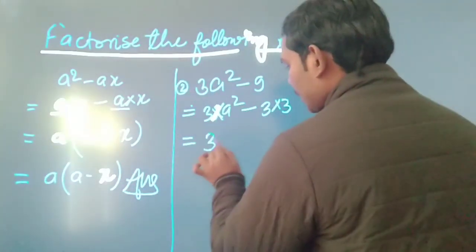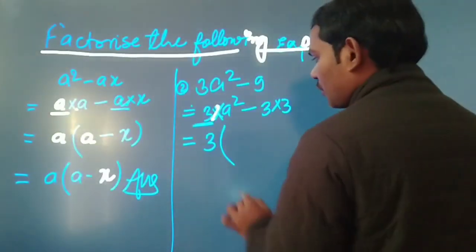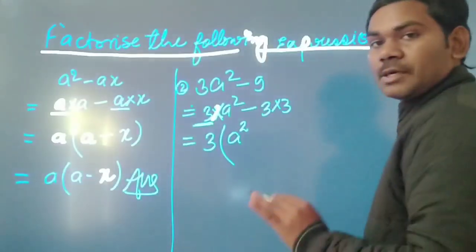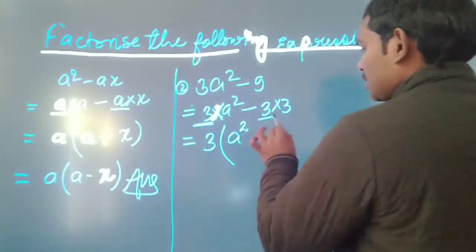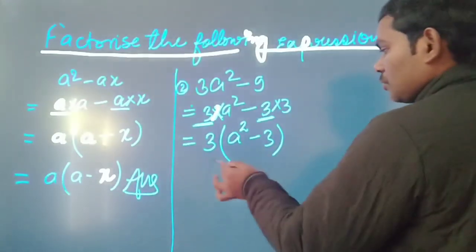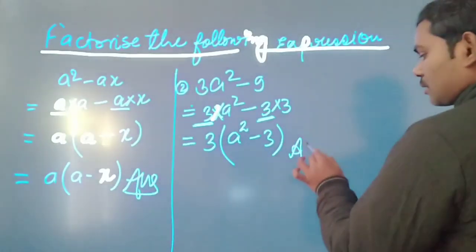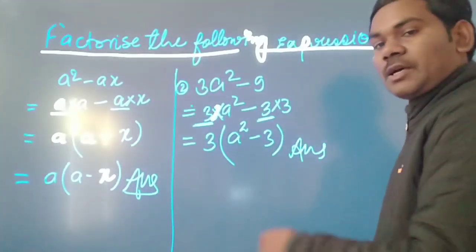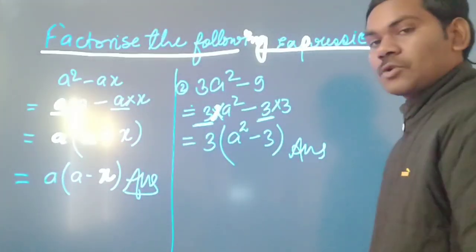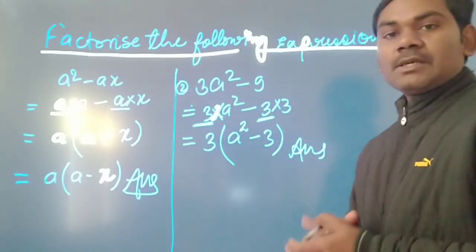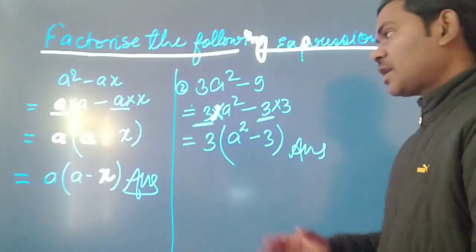So we write 3. When 3 is removed from here, a square remains the same, and when 3 is removed from this quantity, we get 3. So the result is 3 in bracket a square minus 3. So I hope in this way we can solve the question. I hope it is clear. Now let's see some questions which have another level.